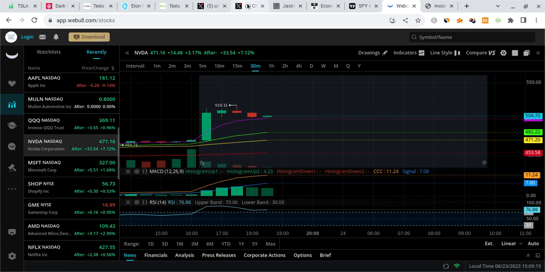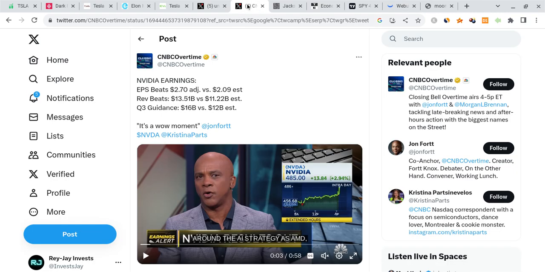So for Nvidia, first off, they absolutely killed it when it comes to their earnings. They beat on EPS, okay? We got $2.70 as the adjusted EPS, beating the estimation of $2.09. Big beat on EPS, good for them. And then their revenue was $13.51 billion. That's much higher than the $11.22 billion that was expected. If you don't understand what I'm talking about, typically beats are not that big in the market, and this was a pretty significant beat.